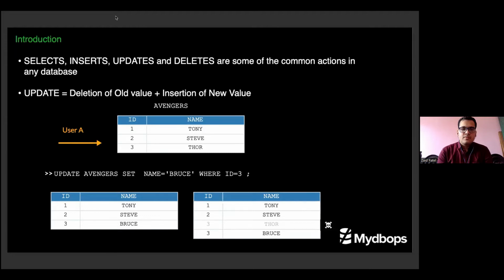So for example, suppose a table Avengers with three rows and three columns. Pretty simple. Now a user A accesses the table and updates a value using this query. Suppose the third row is updated, name is set to blue where ID equals 3. So this is the resultant table that we get, where you can see the new value over here. But at the database level, the table looks somewhat like this. As you can see, the third row is not deleted completely. It is just marked as invisible, or in Postgres, as we say, dead.